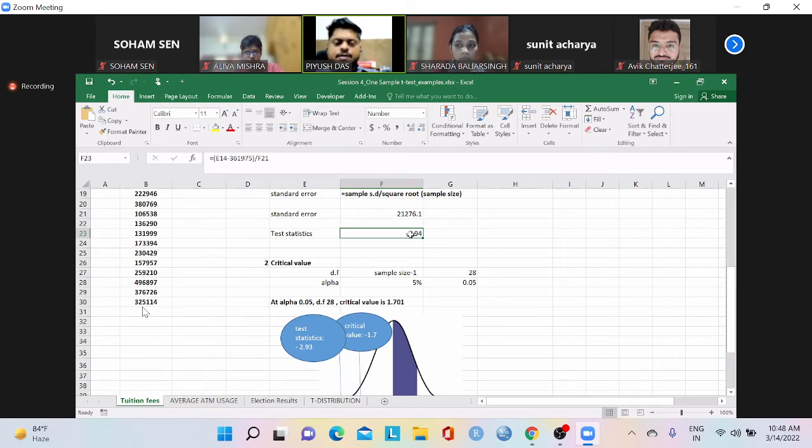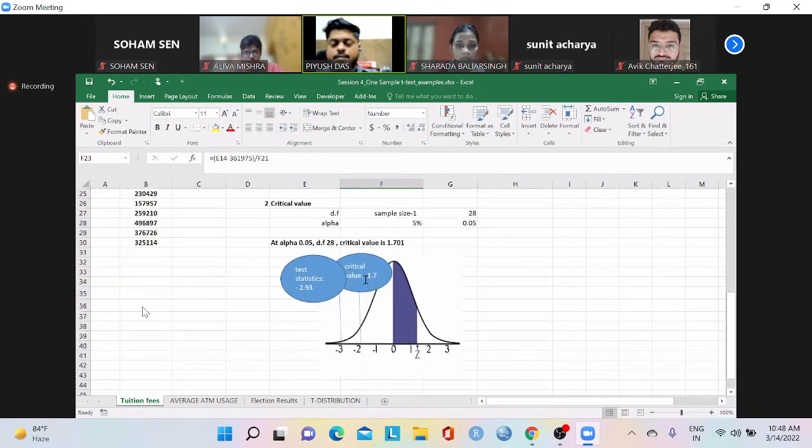Calculation remains same. Here, what would have happened? My critical value would have been the left side of the distribution. Left side of the distribution means negative value, minus 1.7. Same value. Value is not changing because my degrees of freedom remains same. 29 data points, 29 minus 1 is 28. Alpha value remains same. There is no change. Only change in the direction.